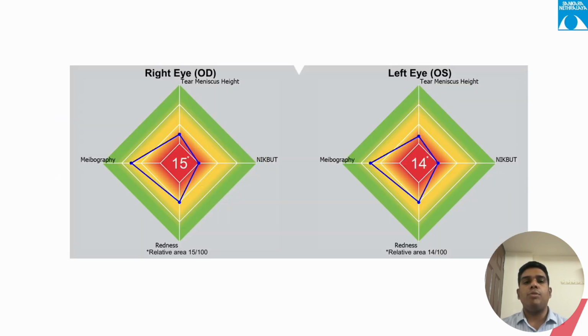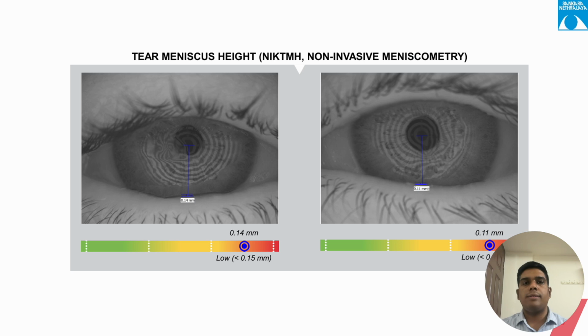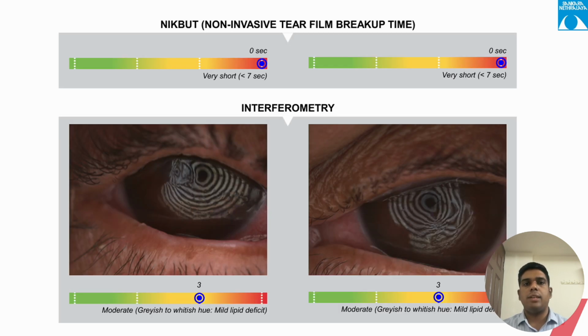Here is a diamond report for both the eyes. We can see a skewed report in both the eyes as shown. The tear meniscus height is significantly reduced. So the NIKBUT, we can see the breakup occurs almost immediately after blinking, indicating a profound tear film instability and ocular surface irregularity, and the reduced tear volume has affected the interferometry reflection pattern in this patient.